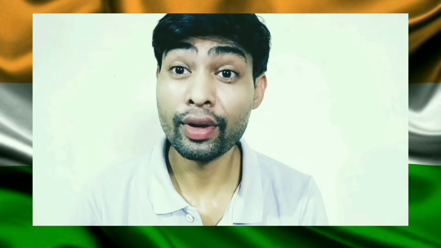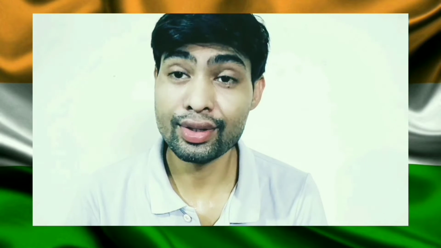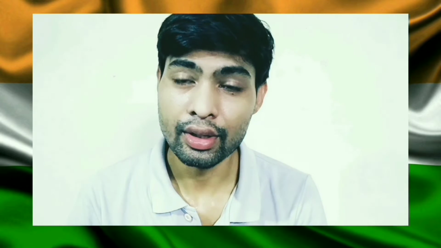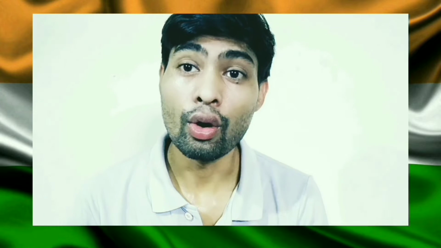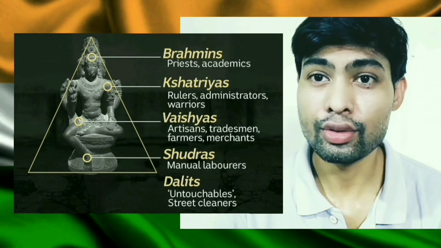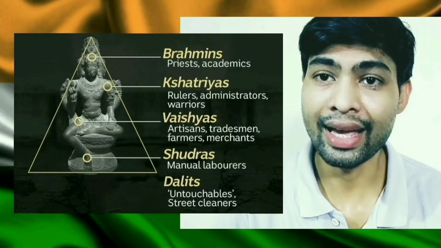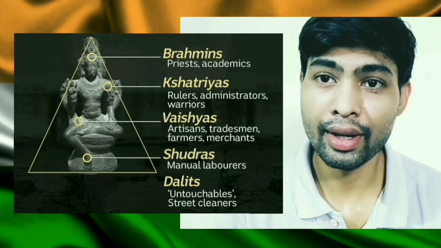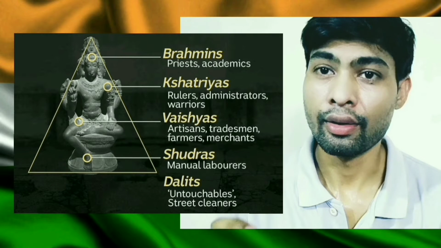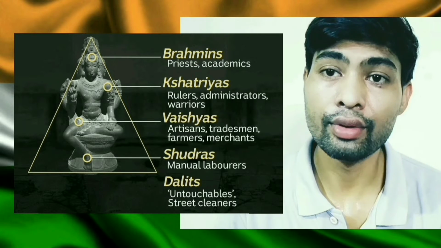injustice in society. In the Rigvedic period, the society was divided into two categories, but in the later Vedic period, society was divided on the basis of the Varna system. In the Varna system, society was divided into four categories. First were the Brahmanas, second the Kshatriyas, third the Vaishyas, and the fourth category were the Shudras.